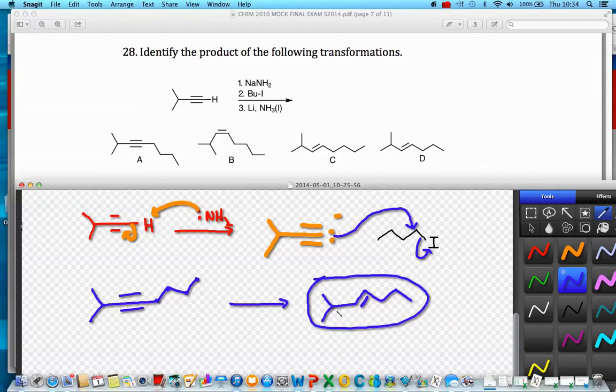So we have to eliminate A because it hasn't reduced the alkyne. We have to eliminate B because it's a cis alkene. We would only get that with Lindlar's catalyst. We have to eliminate D because it is 1 carbon short. Best answer is going to be C. So the credited response to number 28 is C.